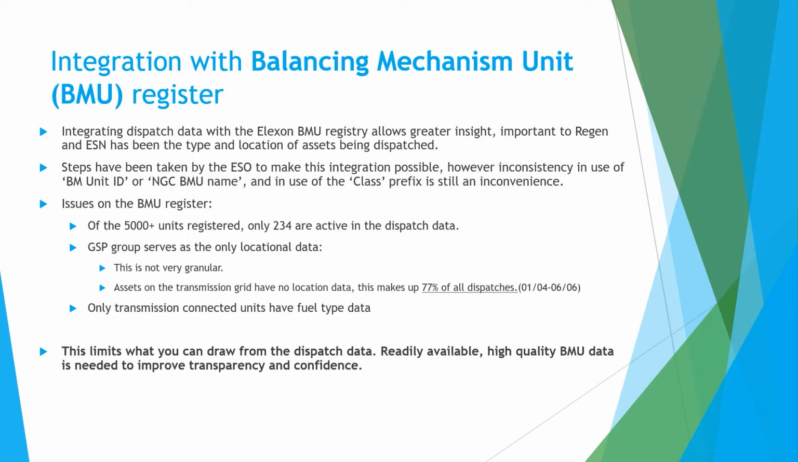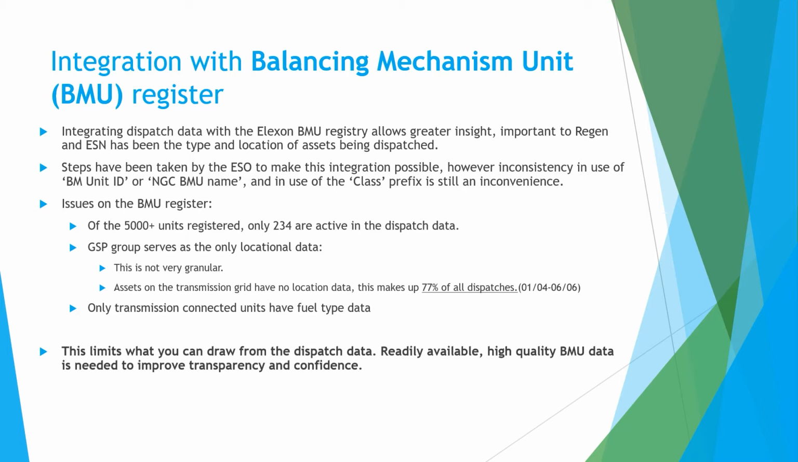And then GSP group, grid supply point group, serves as the only locational data. So not only is this not very granular, but it means that assets on the transmission grid have no location data. And this is a big hole because we'll see that assets on the transmission grid are dominant. They make up 77% of all dispatches. In addition, only transmission connected units have fuel type data. So you have another hole, slightly smaller one, in fuel type data.